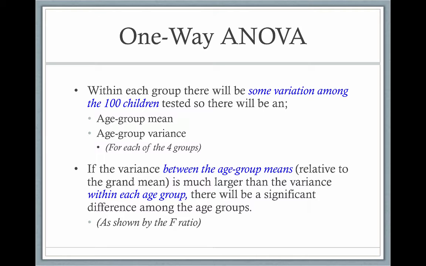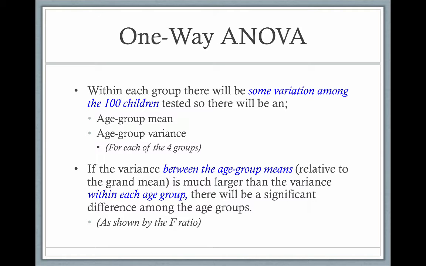An age group variance, so how much each score varies from the mean. And then we're going to look at the variance between the age groups. So not just the variance within the 5-year-olds and the variance within the 6-year-olds, but we're going to look at the variance between the 5 and 6-year-olds, between the 5 and 7-year-olds, between the 5 and 8-year-olds, between the 6 and 7-year-olds, and between the 7 and 8-year-olds.